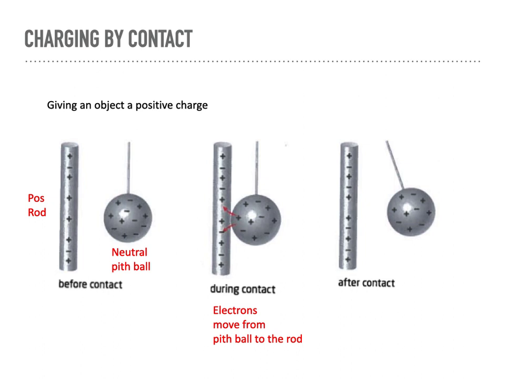Once electrons move out of the pith ball, the object will become positively charged. So that means both the pith ball and the rod are now positively charged, and they're going to repel each other because they are the same charge.